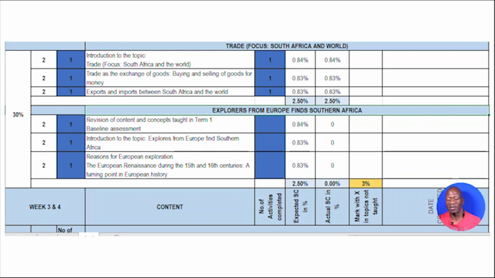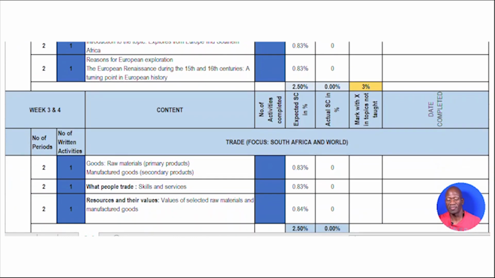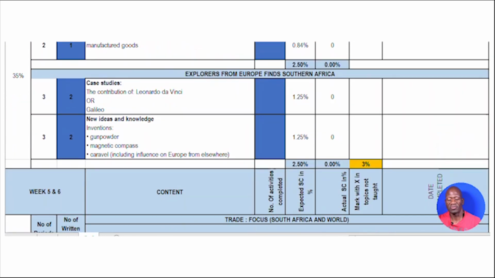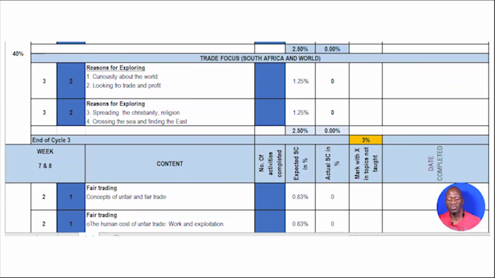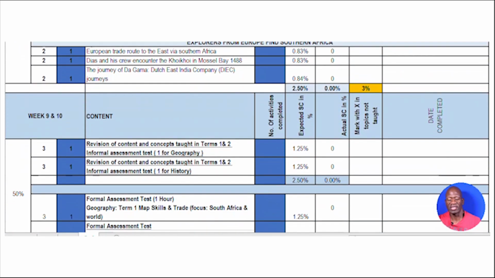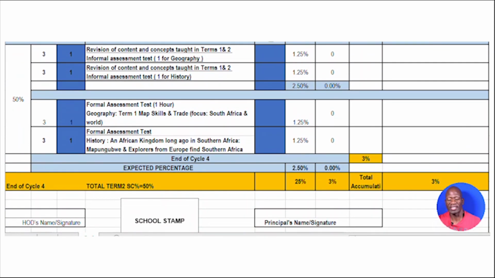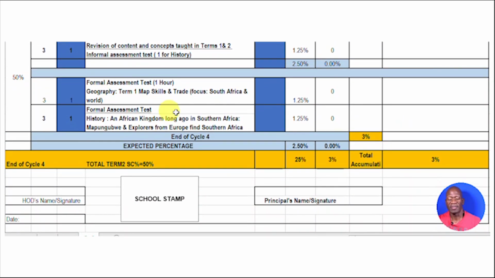Going right along, let's move to the bottom for the purpose of you seeing. All right, let's move to the bottom of the educator reporting tool. This is where we are. End of term 2 will be the end of cycle 4. Remember, we've got 8 cycles in the academic year. End of term 2 will be signaling the end of cycle 4.